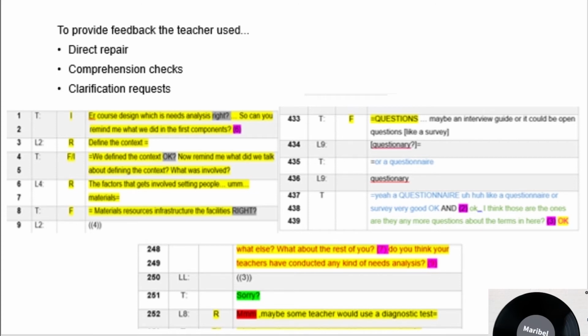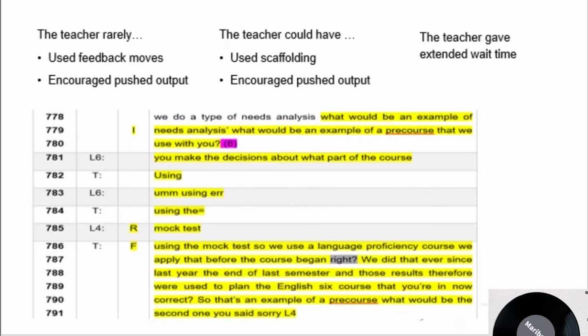We found that the teacher rarely used feedback moves to encourage pushed output. The opportunities were scarce. In the example below, the teacher was encouraging the student to say more. She was prompting the student so she could provide the adequate word for what she was trying to say. In this situation, the teacher could have used scaffolding by providing accurate vocabulary, but it wasn't the case.